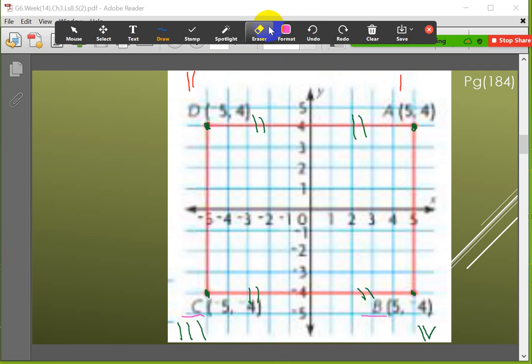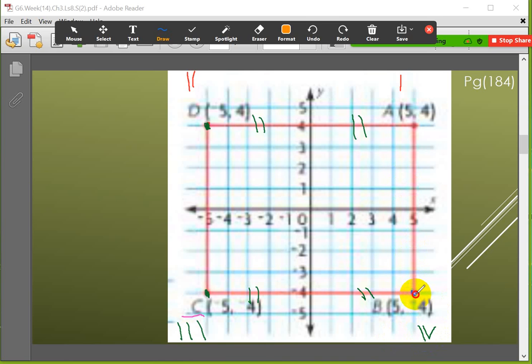Now let's see another idea here. Look at A and B. Look at the ordered pair. A is (5, 4), B is (5, -4). So here the x is positive and the y is positive because the point is in the first quadrant. Here the x is positive and the y is negative because the point is in the fourth quadrant.